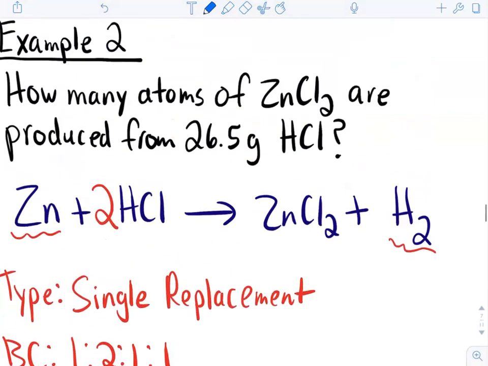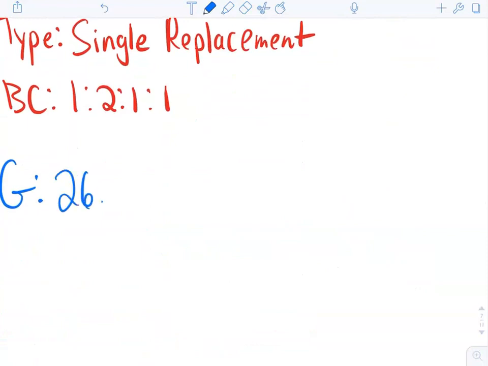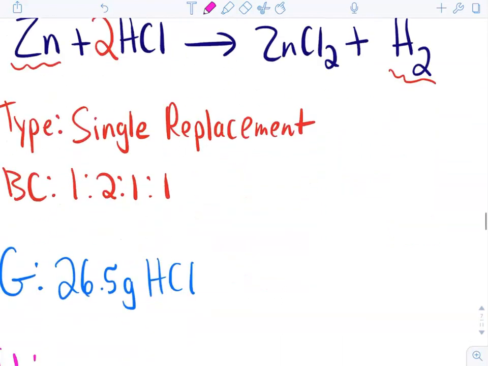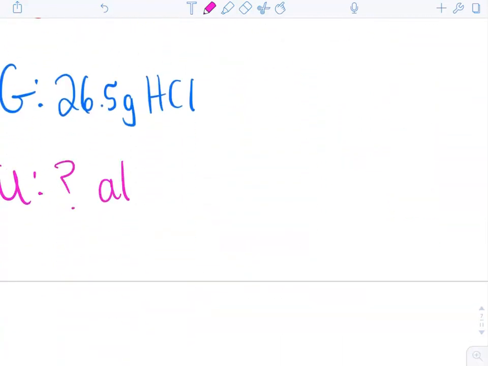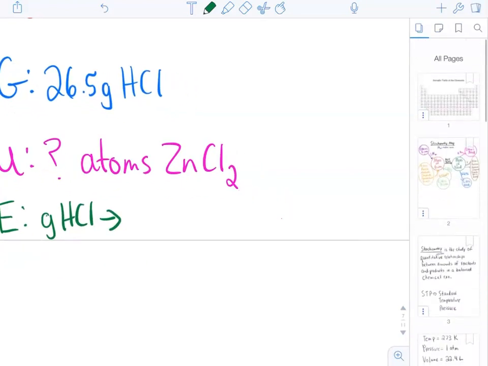So for this one, we're given the 26.5 grams of HCl. Then they tell us that our unknown, the thing that we need or we're trying to get to, is atoms of zinc chloride. Okay, so then we got to figure out our path. So how are we going to get there? Well, we're going to start with grams of HCl. We go back and we look at our chart.